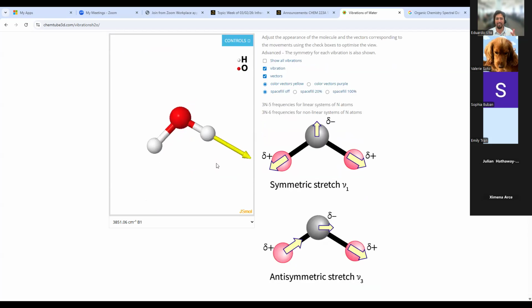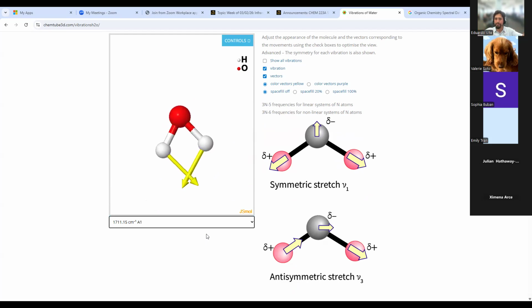So does this make sense? Are you guys kind of seeing what we're talking about when we talk about vibrations? Any questions?